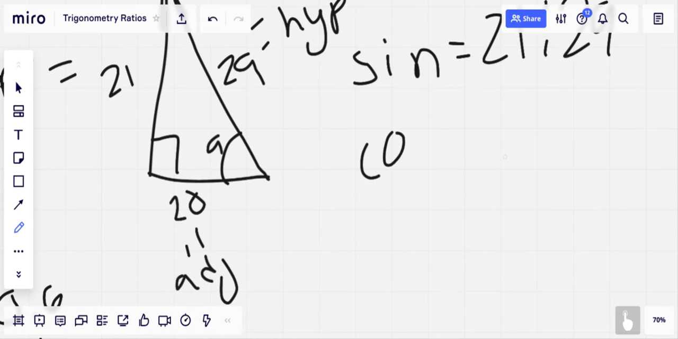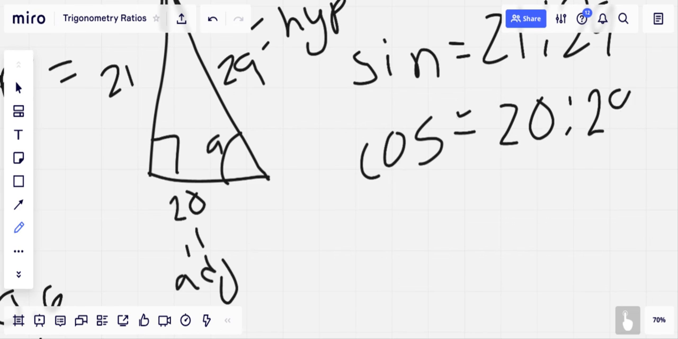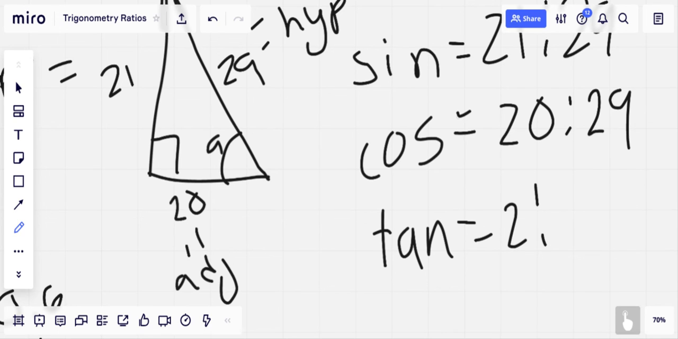And now cosine, going back to CAH, is equal to adjacent over hypotenuse, and adjacent in this case is 20 and the hypotenuse is 29. Now our last one, tangent, going back to TOA, is equal to opposite over adjacent, which is 21 over 20.